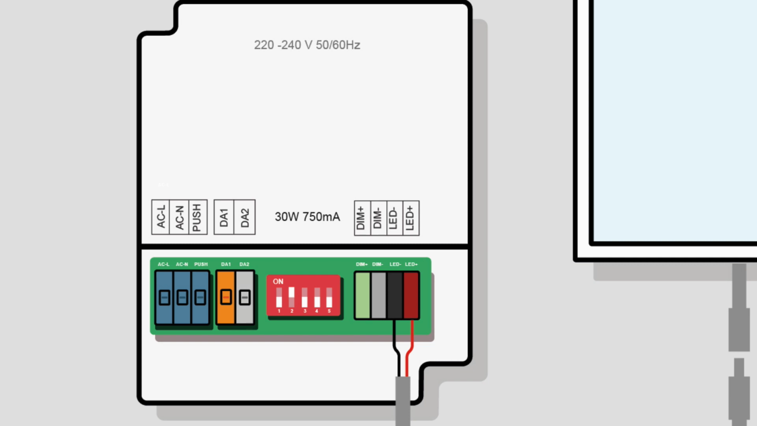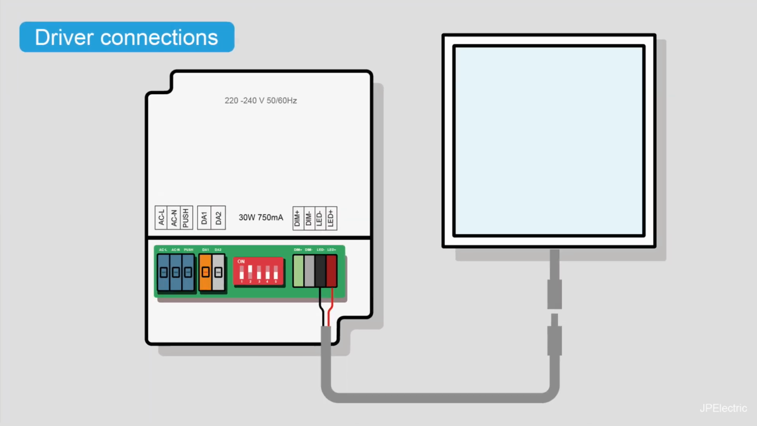In this example here, this driver can be dimmed by push dimming, by DALI, or by 1 to 10 volt dimming. Sometimes it says mains dimming. Push dimming is mains dimming. This driver's datasheet said it was mains dimmable. It can be dimmed from a 230 volt source.